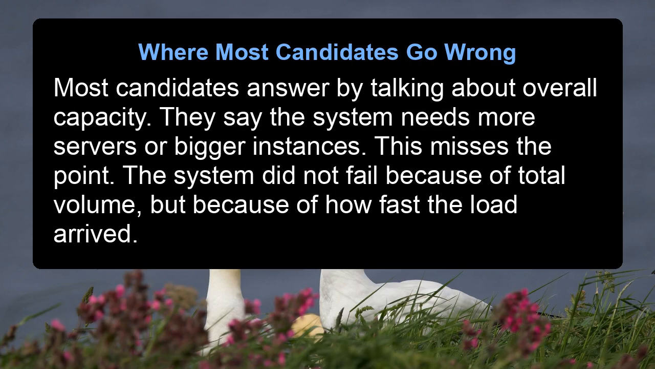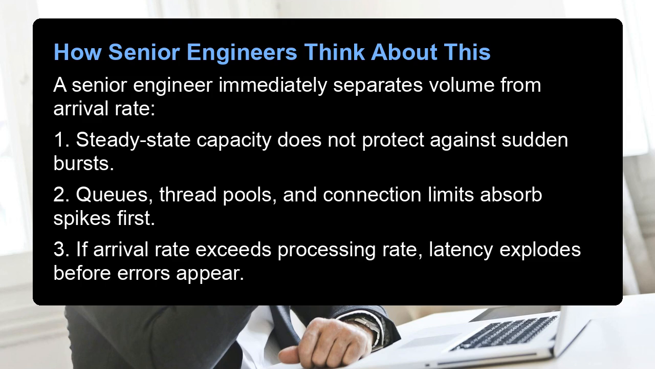They say the system needs more servers or bigger instances. This misses the point. The system did not fail because of total volume, but because of how fast the load arrived. How senior engineers think about this. A senior engineer immediately separates volume from arrival rate.